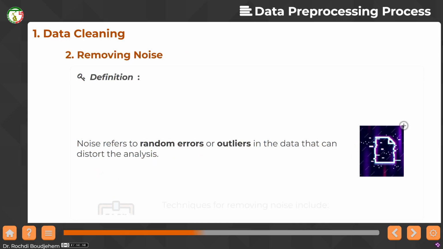Let's start with removing noise process. Noise refers to random errors or outliers in the data that can distort the analysis.